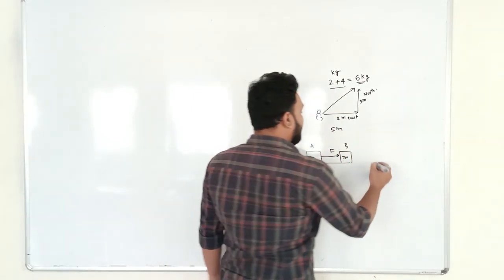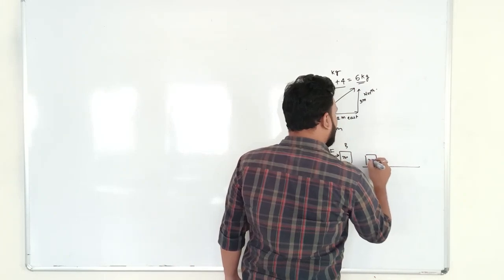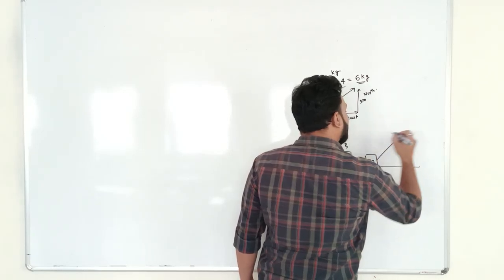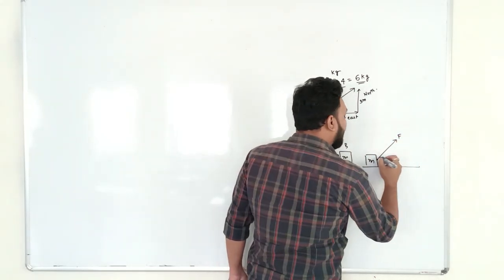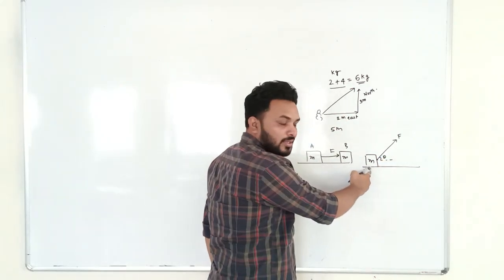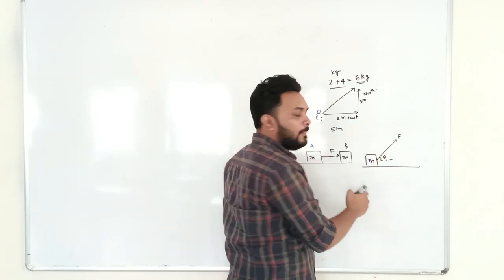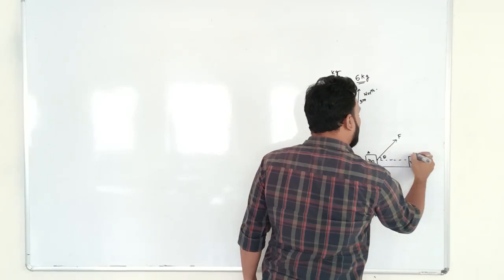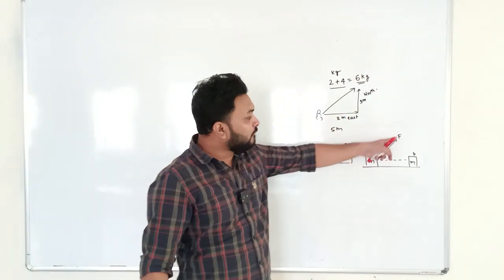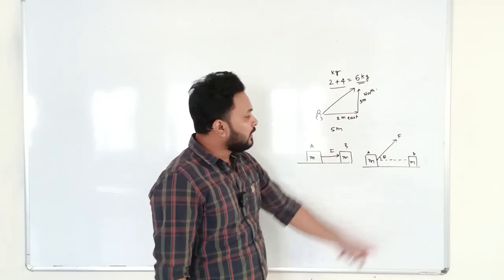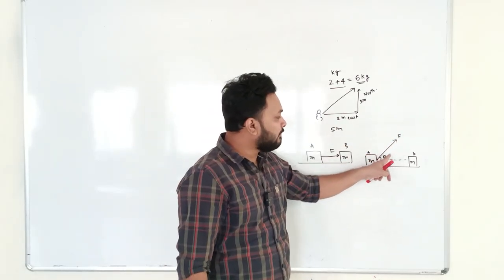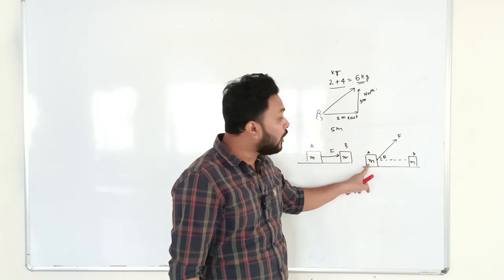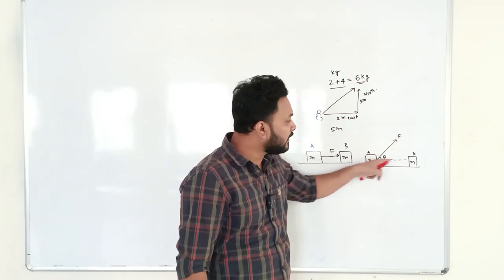Suppose we take the same block, and I apply the force in this direction, making angle theta. Now this block is not moving in this direction, it is moving in the straight line direction from A to B point. See here, the force is a vector physical quantity. If I apply the force making angle theta in this direction, the block is not moving in this direction, it is moving in the straight line direction.